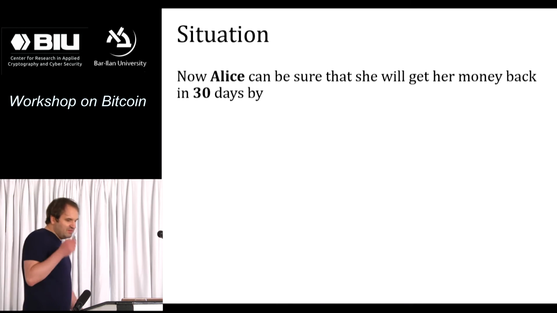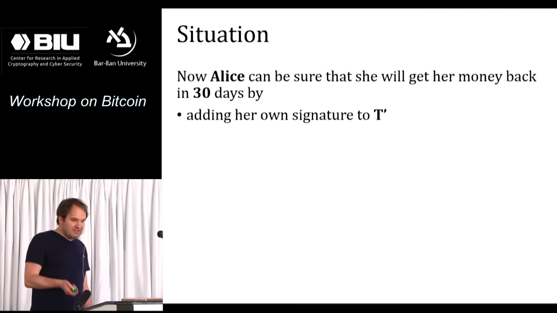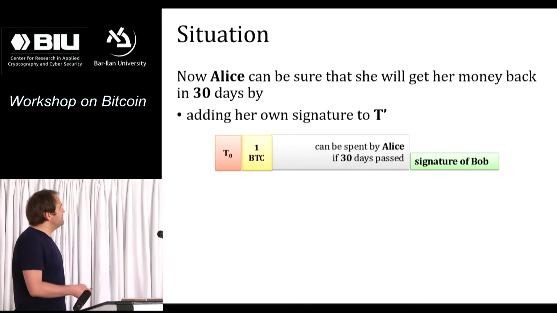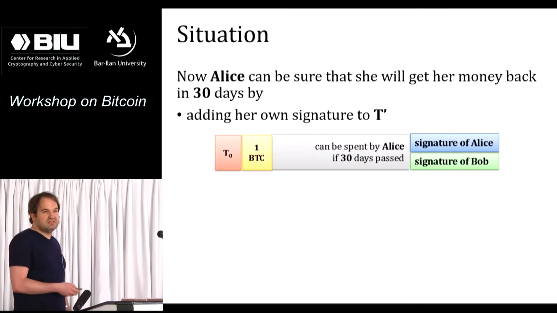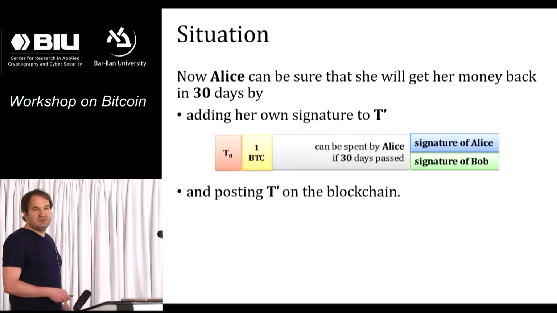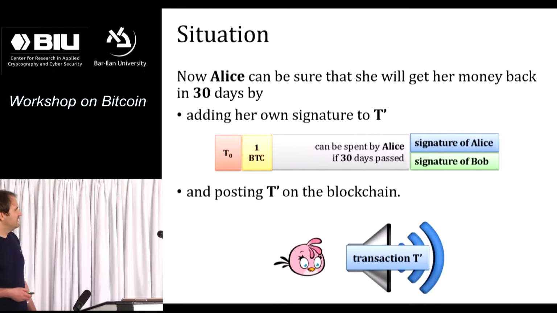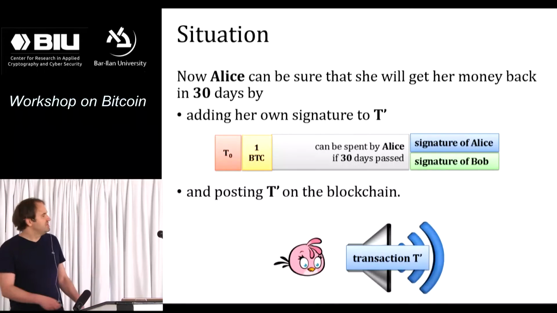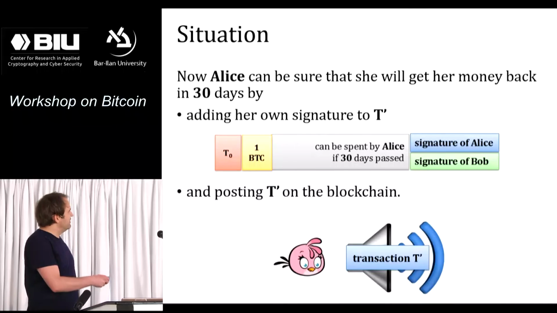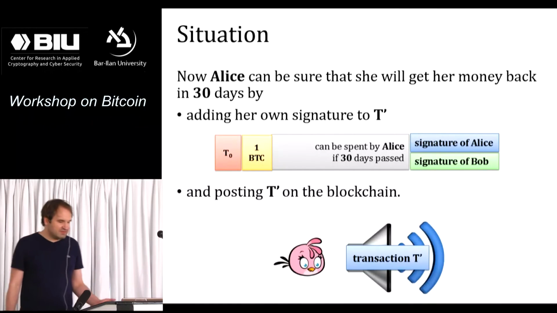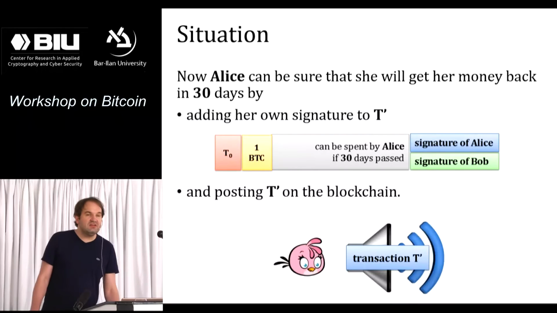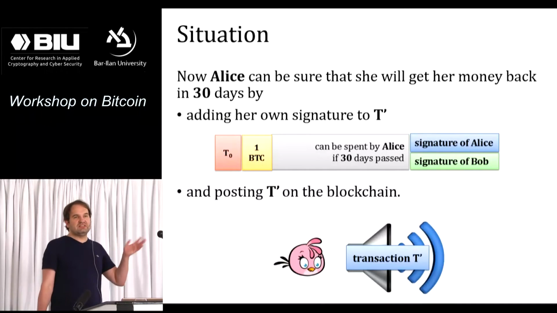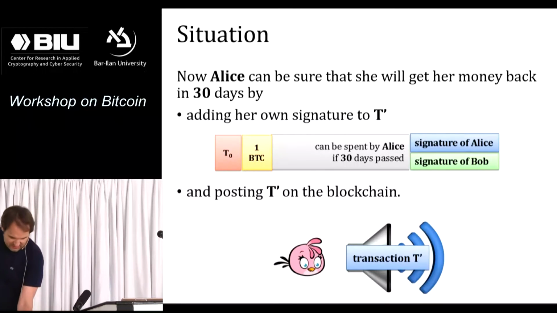Now Alice can be sure that in 30 days she can get her money back by adding her own signature to T prime, because she got this from Bob. In 30 days she can add her own signature, get the money, and post T prime on the blockchain, assuming that this malleability problem is fixed. So she can safely post T0, because she knows that in the worst case, in 30 days, she gets her money back.